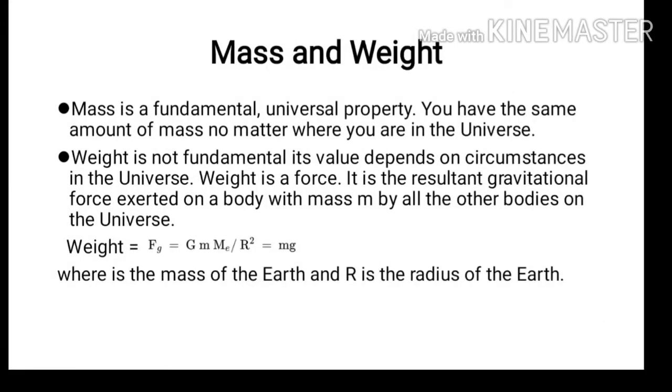Mass and weight. What is the difference between mass and weight? Mass is a fundamental universal property. You have the same amount of mass no matter where you are in the universe. Weight is not fundamental. Its value depends on circumstances in the universe.